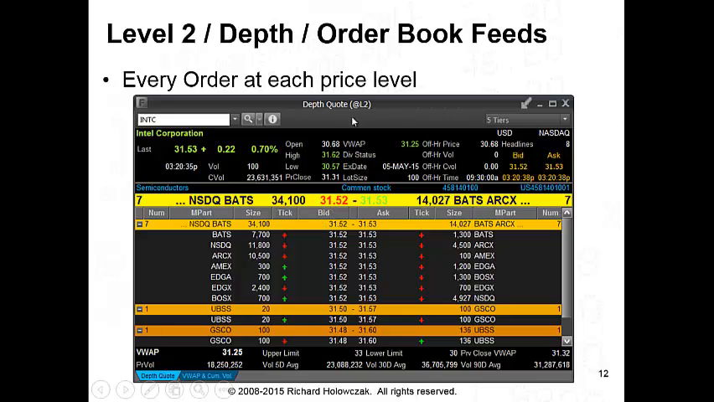The second level of detail would be every order at each price level. Using this FactSet screen, we can see that every single exchange sharing this bid price is represented here, and there are 7 of them that are tied. This shows the liquidity available at each exchange on the bid side and on the ask side. The next price level down will then show, in this case, the market makers or brokers who are putting orders into the market at those particular price levels.